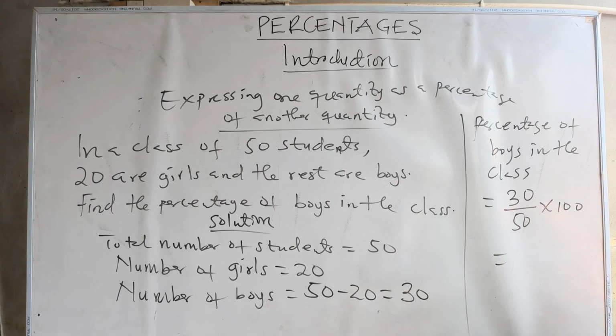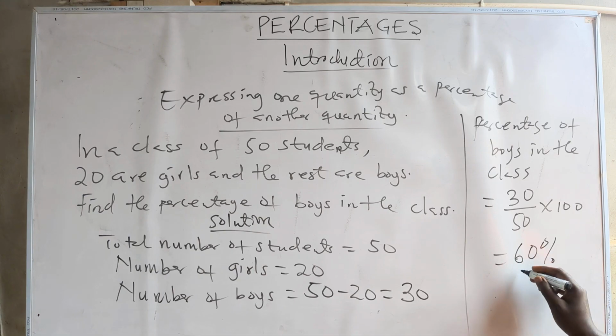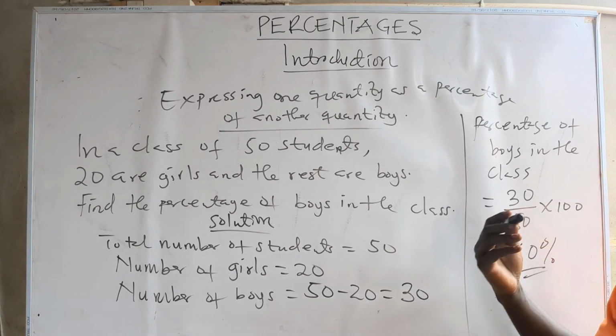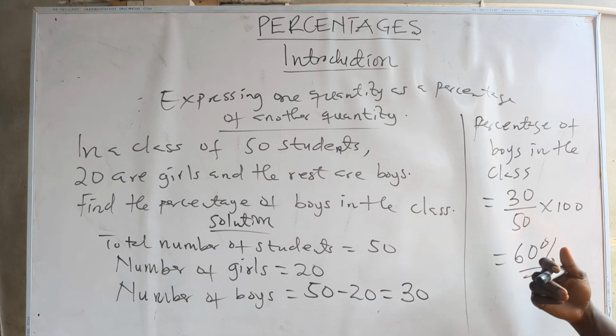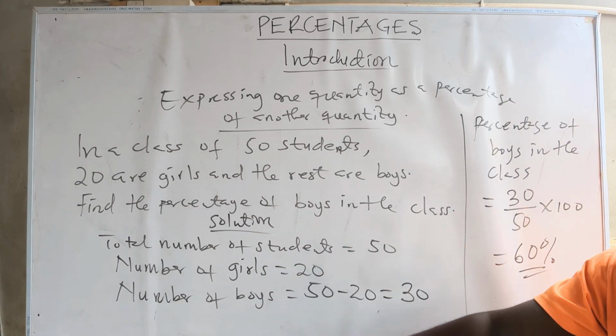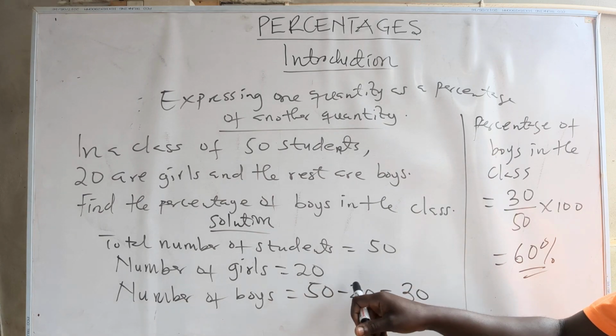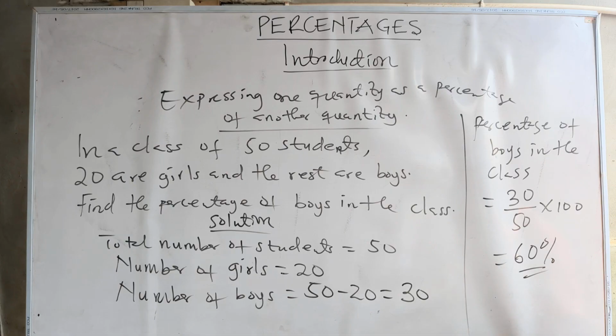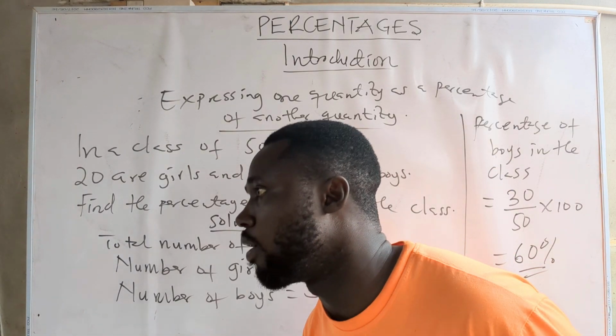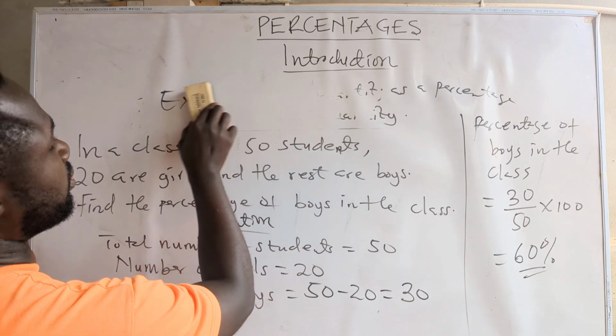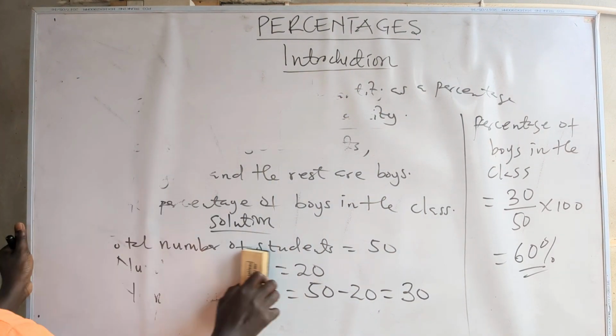So 30 divided by 50 times 100 will give us the percentage of boys in the school. So 30 over 50 times 100 will give us 60. So we are going to have 60%. So the percentage of boys in that class is 60%. So automatically I can say that the girls are 40%. The girls are 40. Or 60 from 100, or 100 minus 60 is going to give us 40%. Is that okay? All right. So that is that about this one too.